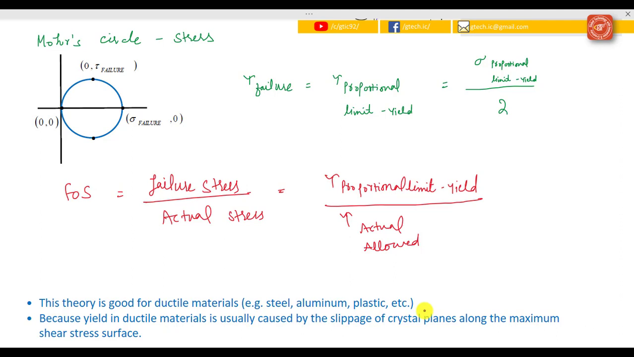So this theory is particularly good for ductile materials like steel, aluminum, plastic, and that's because yield in ductile material is usually caused by a slippage of the crystal planes along the maximum shear stress surface. And so now we have talked about two different failure theories that we can use in design, and we will go back and decide how we are going to proceed with our design of an engineering beam or engineering structure.